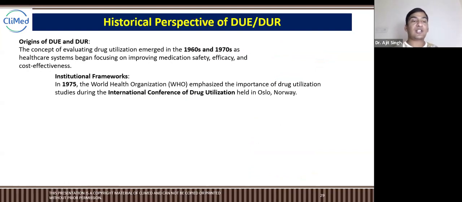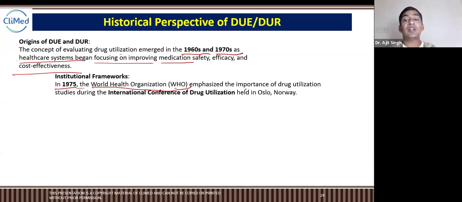Origin of DUE and DUR: the concept of evaluating drug utilization emerged in the 1960s and 1970s as the healthcare system began focusing on improving medication safety, efficacy, and cost effectiveness. And it all came to the institutional framework. They made an institutional framework under WHO. In 1975, WHO, this is not a very old concept, not from ancient eras. No, this is very new, 50 to 60 years old, that's all. So the institutional framework for drug utilization came in 1975 by WHO.